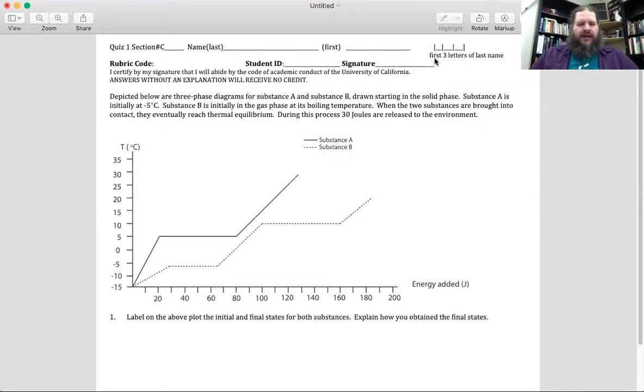So here we have an example of a three-phase diagram, and it shows a three-phase graph for both of these substances that are interacting, substance A and substance B. And note that they're not exactly the same graph. What properties of the materials do you think would be the reason why these graphs are not identical? What's different about the materials that you can notice from this graph?